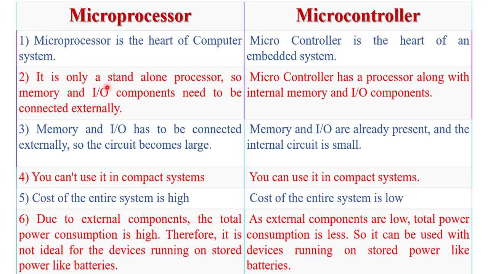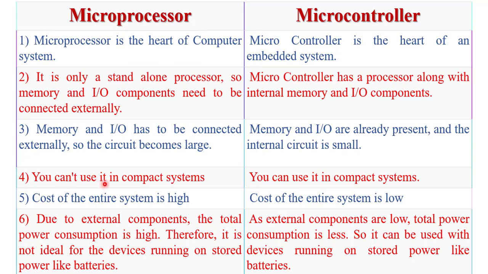Next, a microprocessor is only a standalone processor, so memory and input output components need to be connected externally. As I have already told, a microprocessor basically consists of the CPU, so it is the heart of the computer system. If a designer wants to perform some function and use memory and input output components, they need to be connected externally. In case of a microcontroller, it has a processor along with integral memory and input output components or other peripherals embedded on a single chip. Next, in a microprocessor, memory and input output port have to be connected externally, so the circuit size becomes larger. In a microcontroller, memory, input output port, and other peripherals, all functional components are already present on the chip. So the physical circuit of a microcontroller is small as compared to a microprocessor.